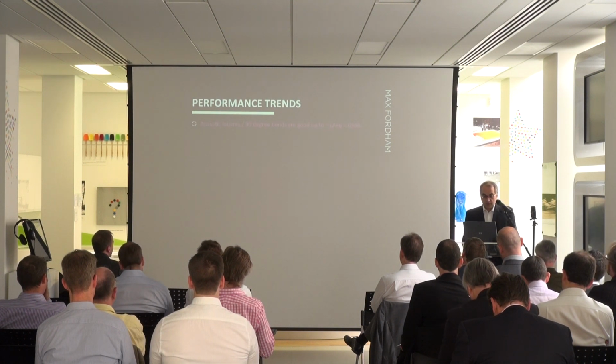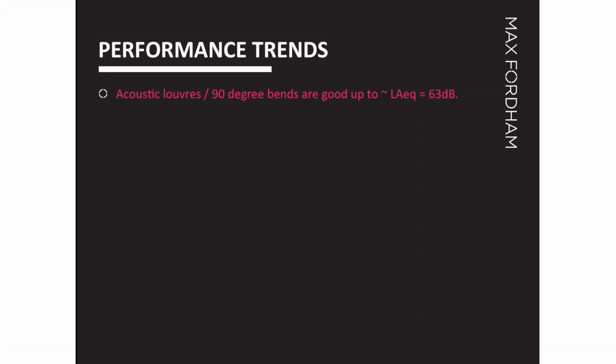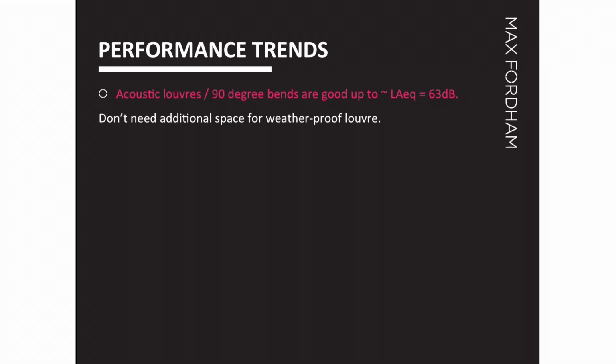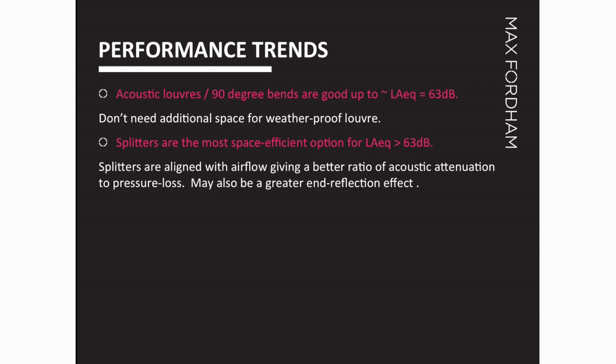So the summary: acoustic louvers on 90-degree bends are good up to approximately, and this should not be taken as a hard number, this 63, that is 10 dB higher than an opening window would deal with. The advantage is that we don't need additional space for a weatherproof louver because it's integrated. Splitters are the most space efficient option for higher noise levels. They are aligned with airflow, and so they give the better ratio of acoustic attenuation to pressure loss.